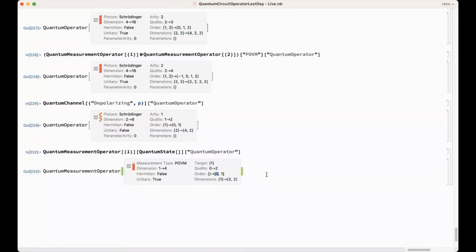And the quantum circuit operator, as you already know, is just a list of operators and nothing else. And I guess this concludes all of this abstraction layering.